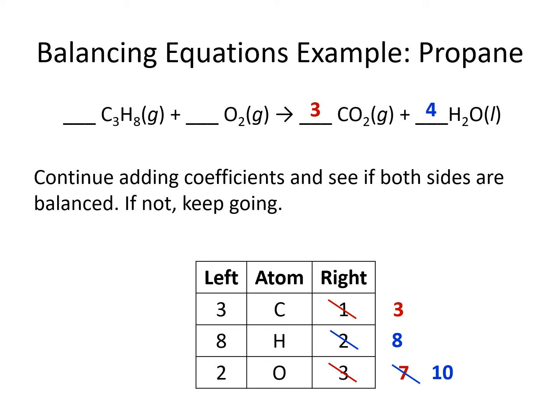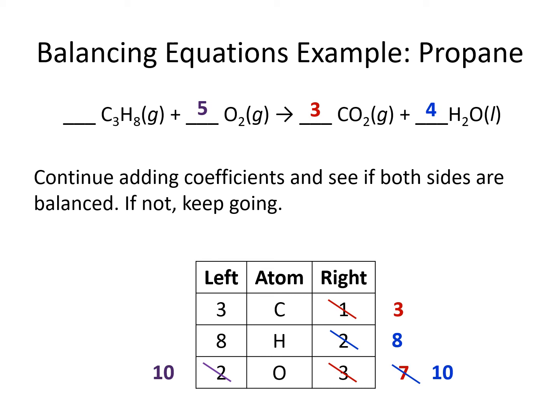The last thing we need to do is put a coefficient in front of the O2 molecule in order to make the oxygens balance. Right now we have 10 oxygens on the right, so we need to have 10 oxygens on the left. To do that, we're going to place a 5 in front of the O2 molecule. 2 times 5 gives us 10, and that matches the 10 we have on the right-hand side.